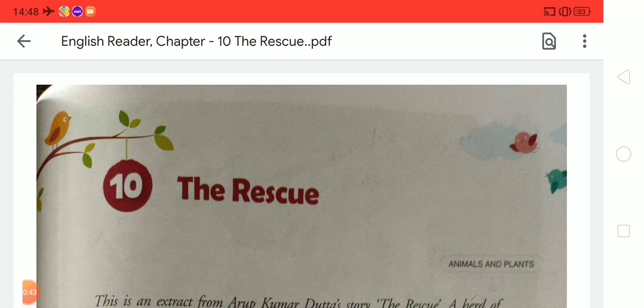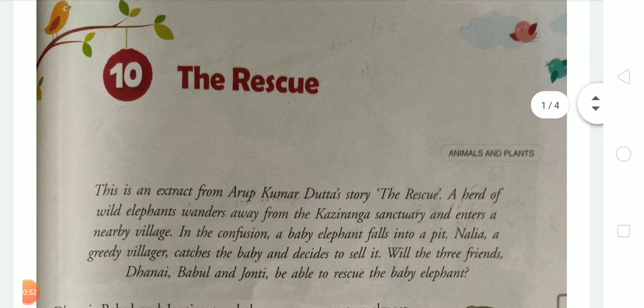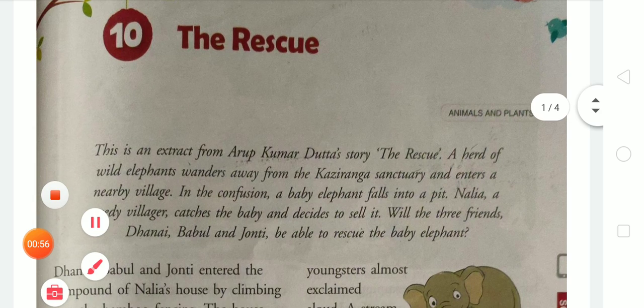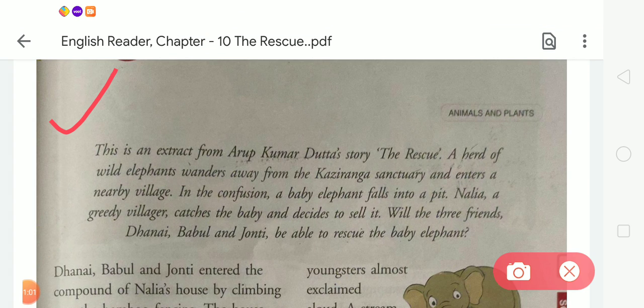So, students, without wasting any time, let's start reading this chapter, and I'm also going to explain this story to you. First of all, here is some introduction about the story. Let's read it. This is an extract from Arup Kumar Datta's story, The Rescue.